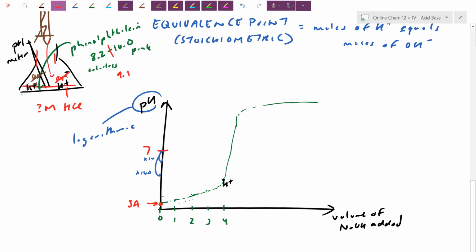That OH minus here would have killed off the H+. Now all the base and the acid has neutralized. That should give me a neutral pH. That explains the sudden jump there. And then you drop in another drop of hydroxide, and now the hydroxide can't find any more acid particles.